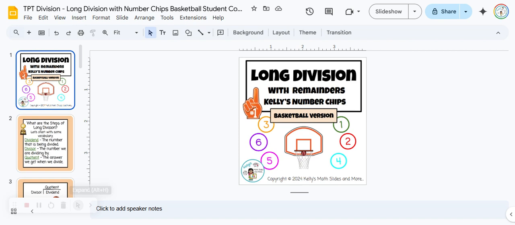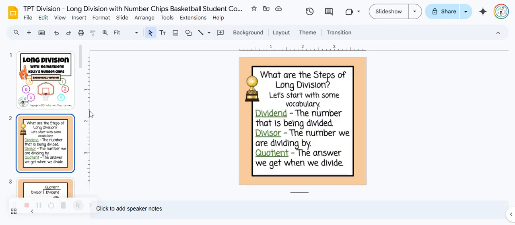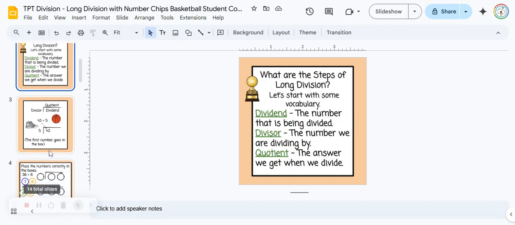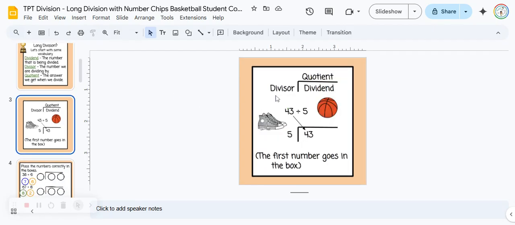Long division with remainders using number chips. This is a fun way to practice long division, and this one is basketball themed. So it's a digital lesson. It starts with the steps of long division and gives the students some vocabulary: dividend, divisor, and quotient. And it shows students where each of these are in the division problem.